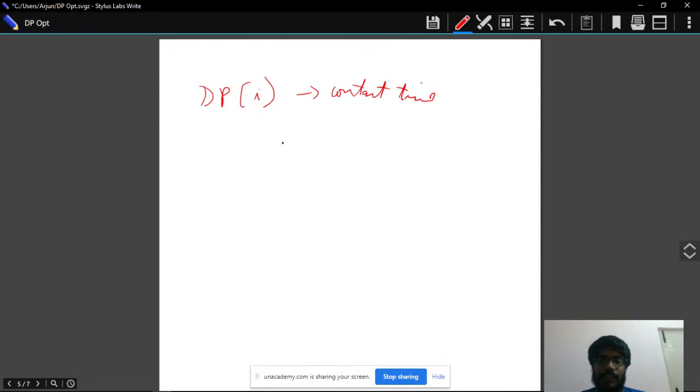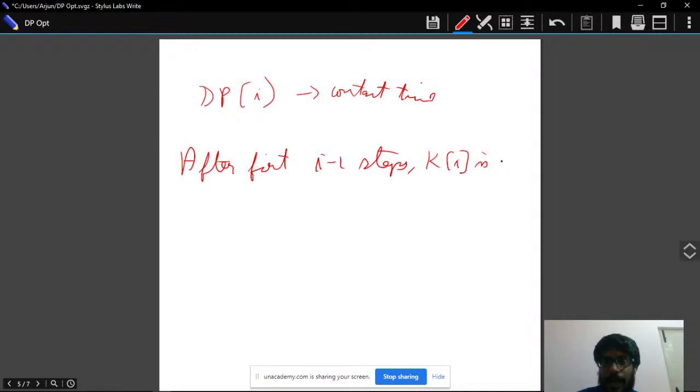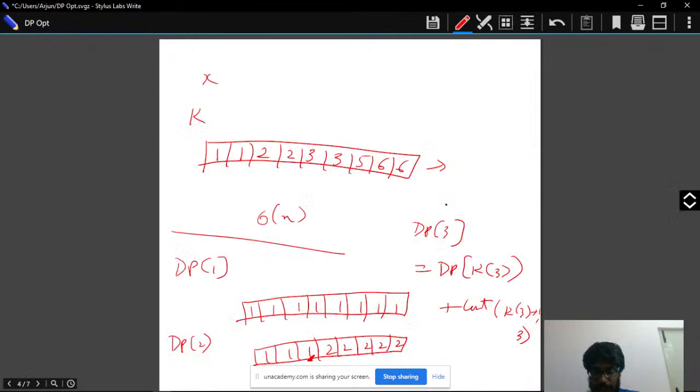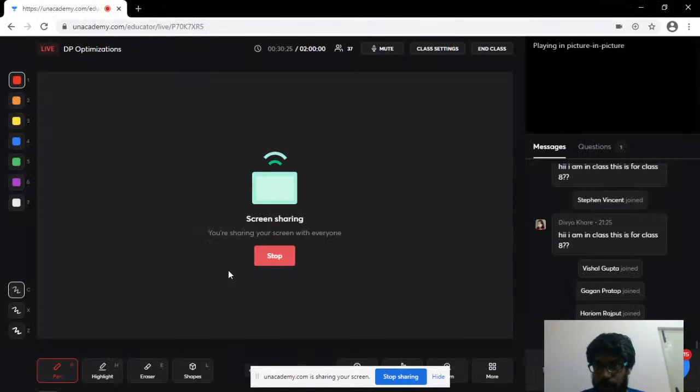And so after the first i minus 1 steps, okay, so maybe I should write it down. After the first i minus 1 steps, k of i is actually k of i. k of i is exact and no longer just a lower bound. So initially we said these arrays we're considering as lower bounds, right? But now the claim is after i minus 1 steps, k of i is the exact value. I hope this is clear to everyone.